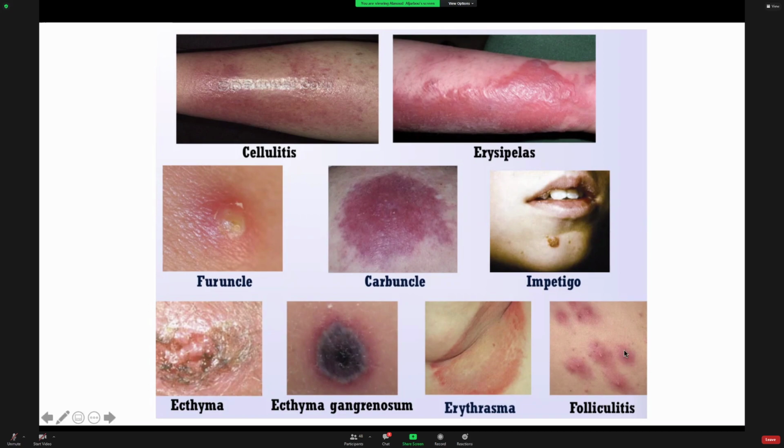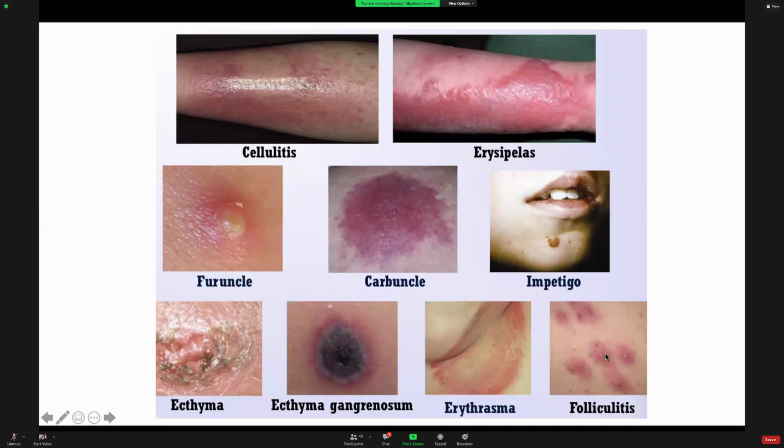Now let's move to folliculitis. What are the differences between folliculitis, furuncles, and carbuncles? By just watching, which one is more superficial? Which one: folliculitis, furuncle, or carbuncle? Carbuncle is more superficial. Okay, what about folliculitis? Furuncle, because it's clear that it's raised a bit. Folliculitis. Okay.